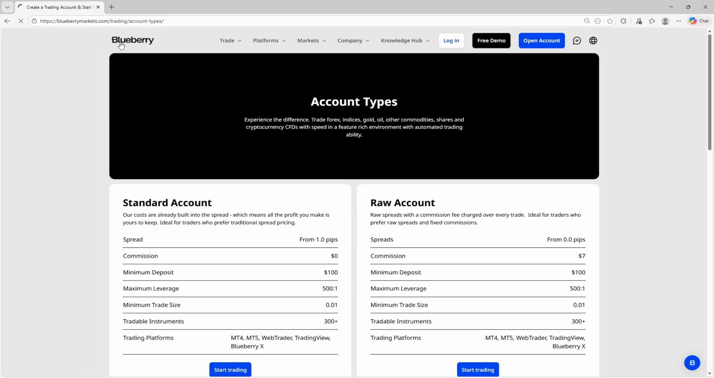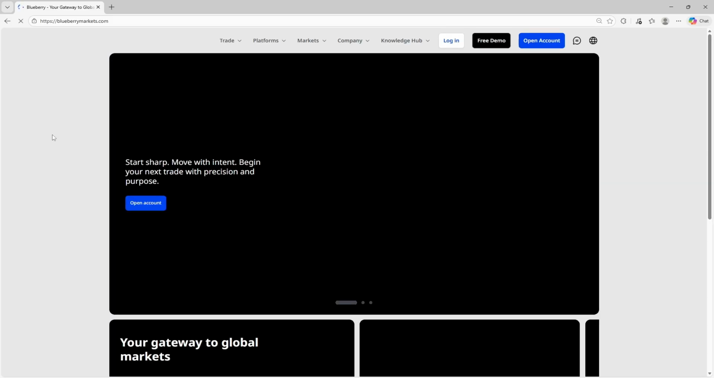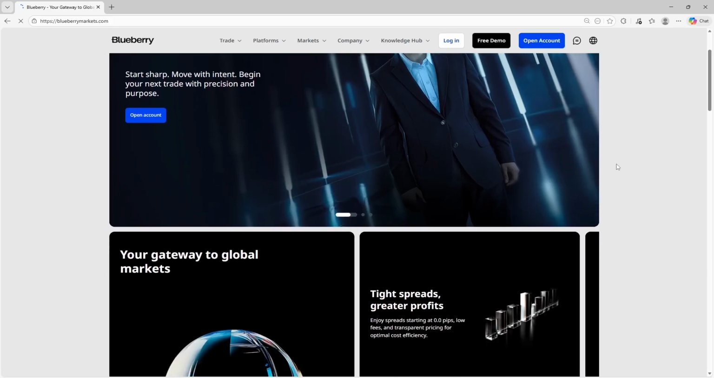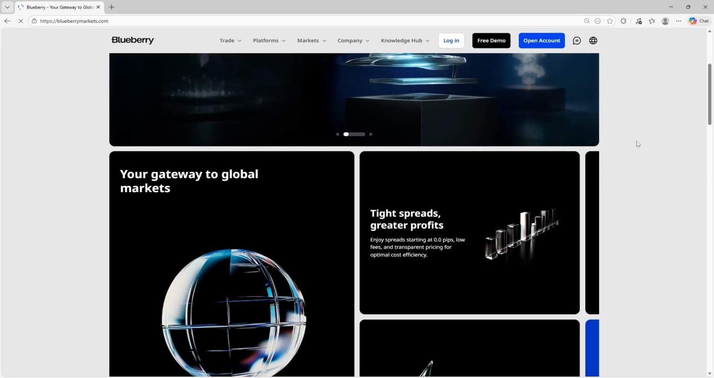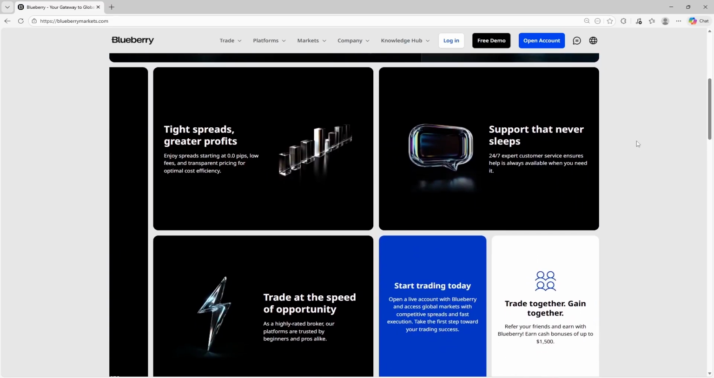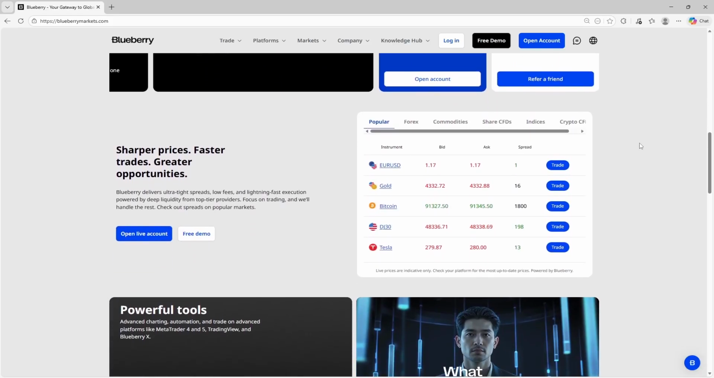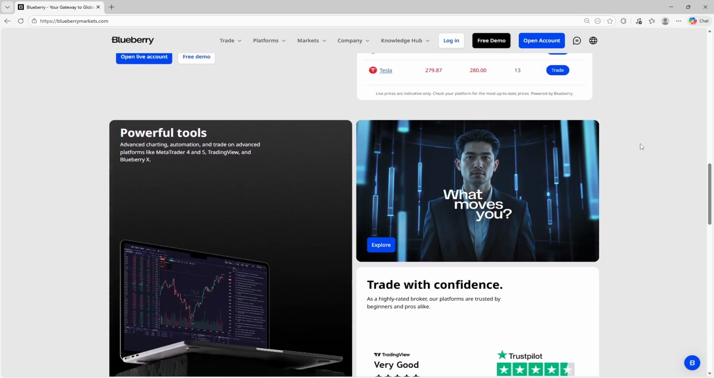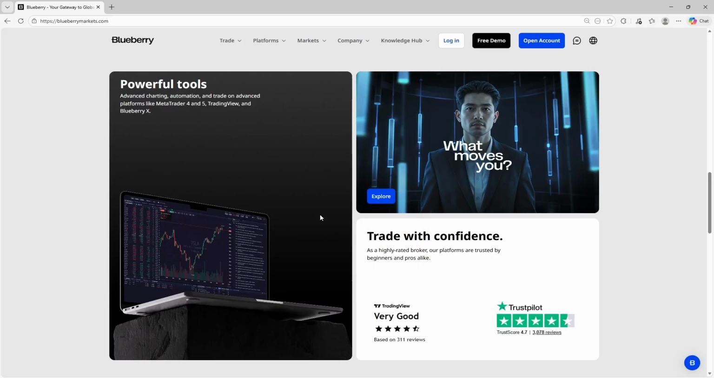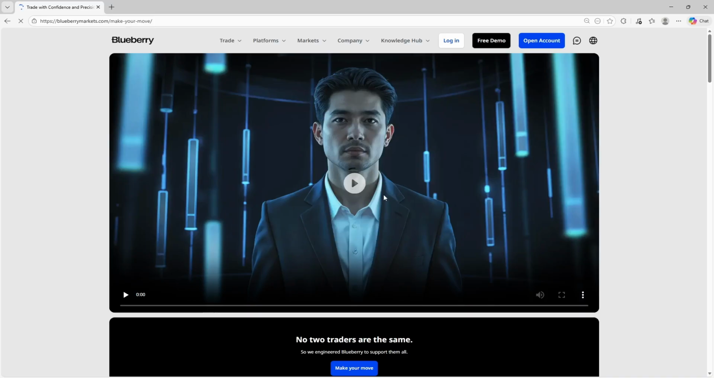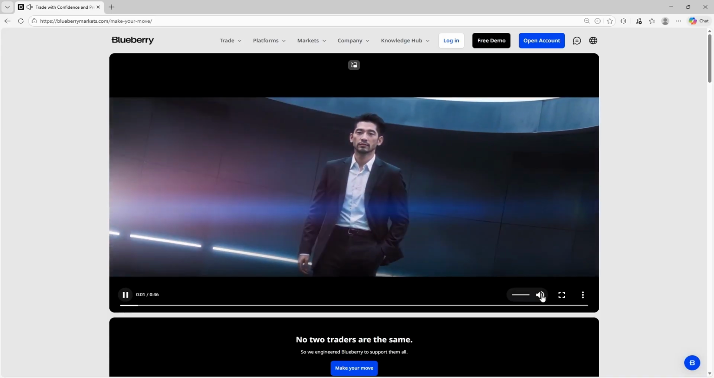Feature-wise, Blueberry strongly emphasizes platform flexibility and execution quality. Traders get access to MetaTrader 4, MetaTrader 5, WebTrader, TradingView integration, and Blueberry's own proprietary Blueberry X platform. This broad platform support allows traders to operate however they prefer, whether that's classic desktop trading, browser-based access, or advanced TradingView charting combined with live execution. The broker supports over 300 tradable instruments across Forex, indices, commodities, and cryptocurrencies, offering breadth without overwhelming the platform.